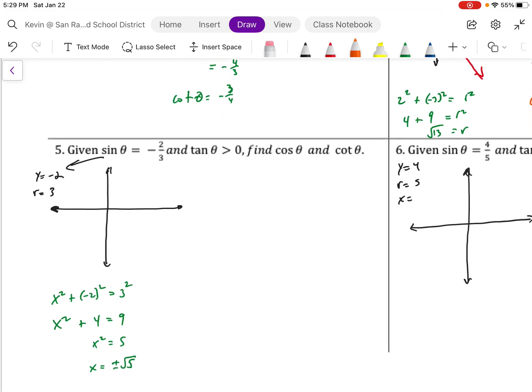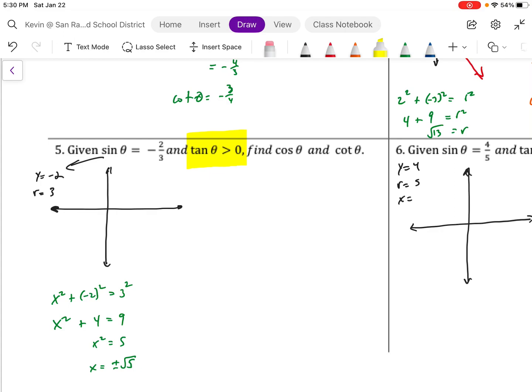Moving along here, number 5. Sort of the same idea, but we have the sine of the angle is negative 2/3, and then it gives us this little clue here. Tangent of the angle is greater than 0. In other words, it is positive. Why? Well, we know that our y value is negative 2, and our hypotenuse, our radius, is 3, and the radius can never be negative. It has to be positive. So when we see negative 2/3, the negative carries over to the 2.